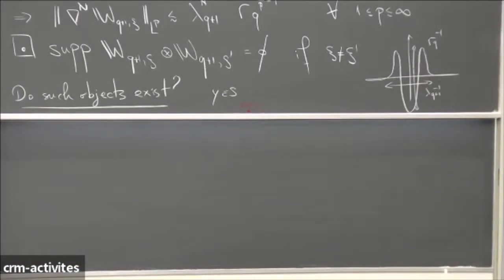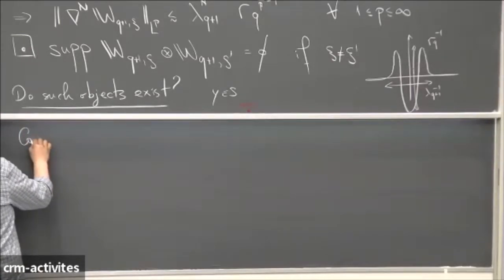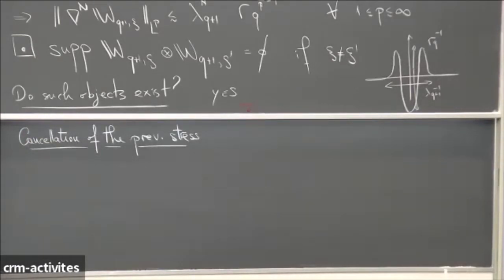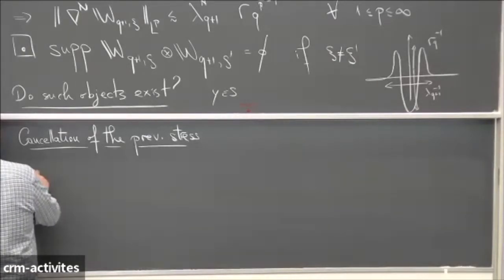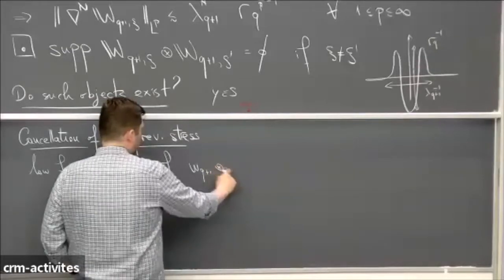This is our Reynolds stress. So let's analyze the cancellation of the previous stress. The cancellation we have just discussed occurs through the mean. So let's see what is the mean, what is the low frequency part of WQ+1 tensor WQ+1.